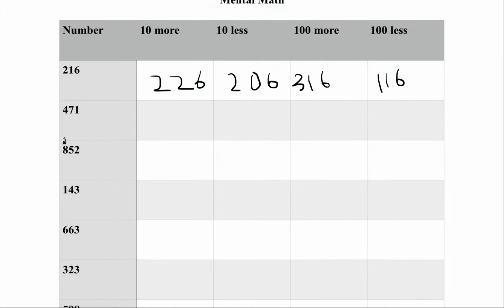Let's do the second one together as well. What is 10 more than 471? So 471 plus 10. 471 plus 10 is equal to 481. What's 10 less than 471? So 471 minus 10. That is equal to 461.